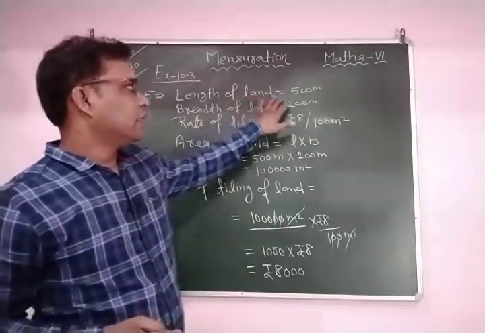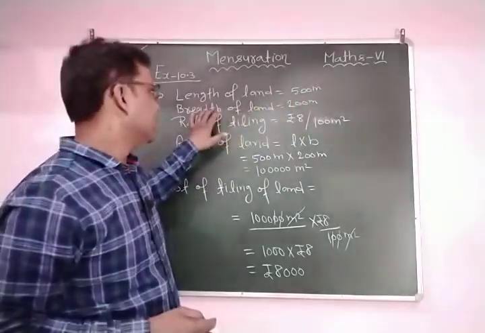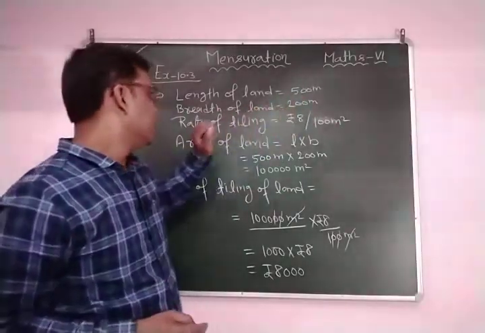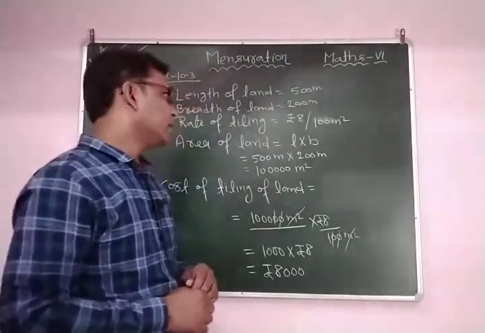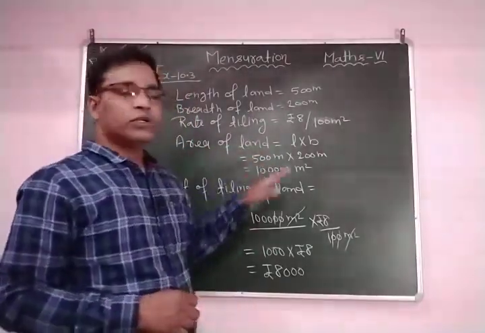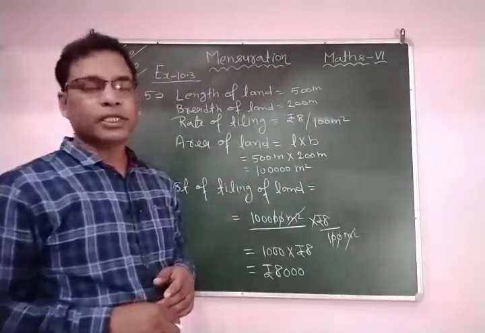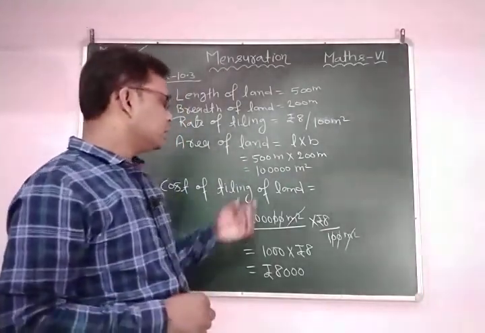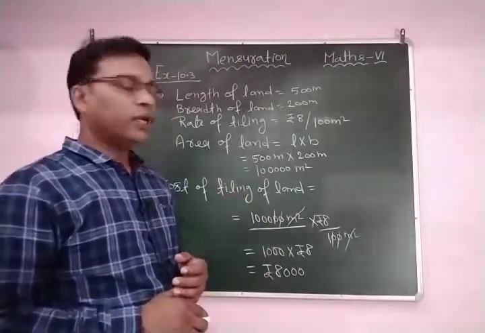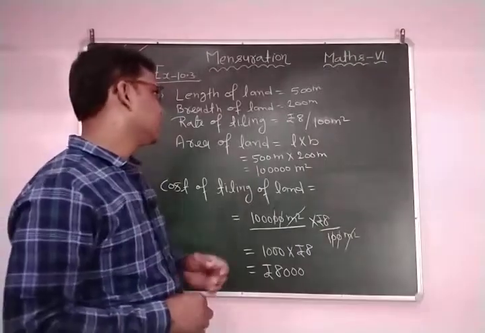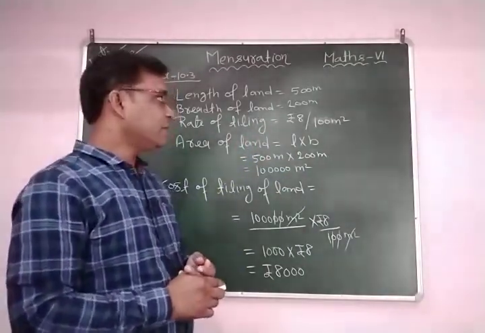Length of land is 500 meters and breadth of land is 200 meters. Rate of tiling is given rupees 8 per meter square, and area of land is equal to L into B. This is equal to length 500 meter and breadth 200 meters. In this way we find the area of the rectangular plot of land is 1 lakh meter squares, and the cost of tiling is given here. You can see rupees 8 per meter square.